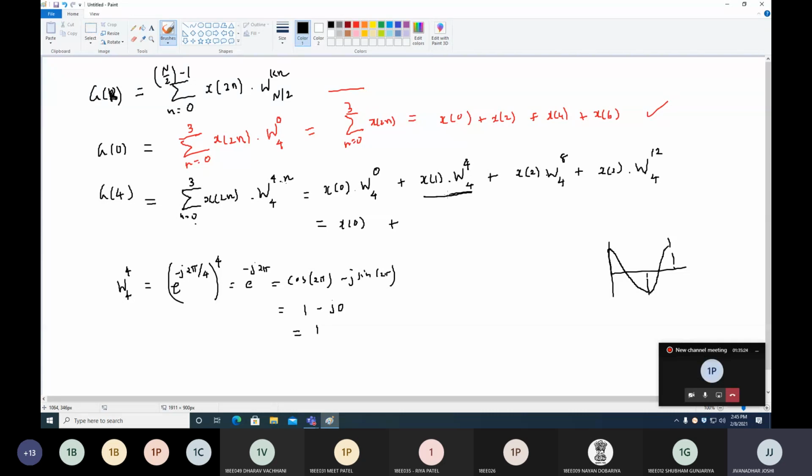So can I simplify this one as x of 1 only? Yes or no? Yes, sir. Now what about W4 raised to 8? It will be x of 2, and similarly this will be x of 6. Actually the above went wrong: x of 0, x of 2, x of 4 and x of 6 will come.